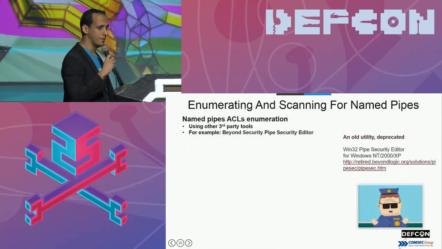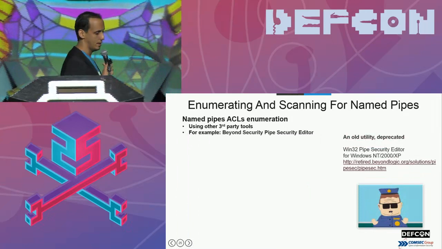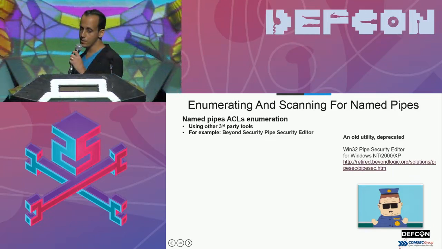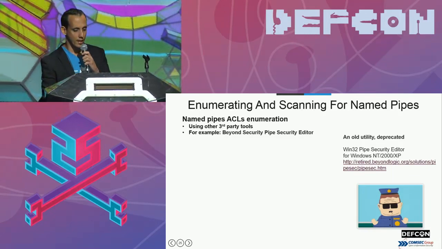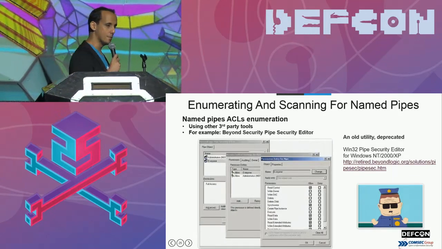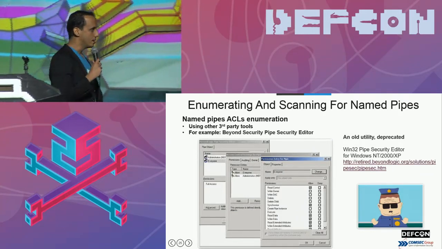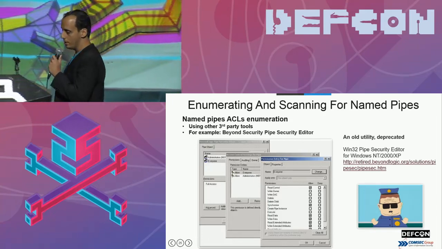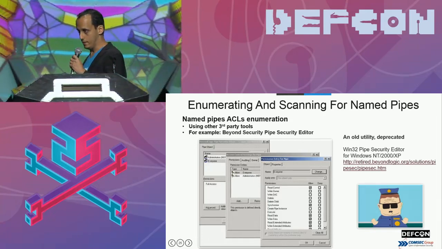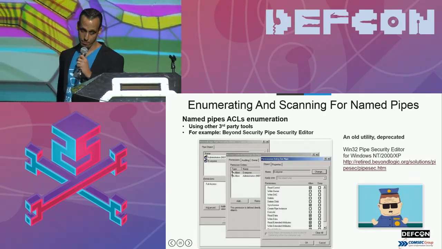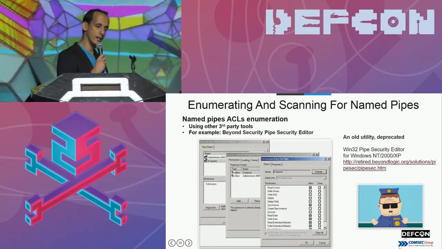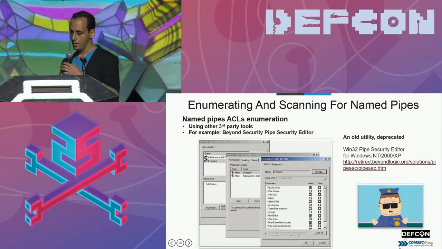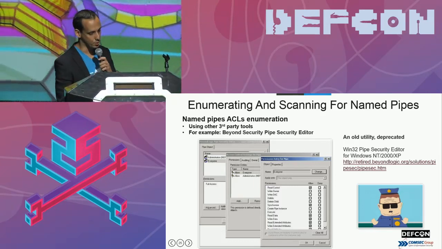There are multiple tools for checking the access control lists of named pipes. This is a deprecated tool. It is called Beyond Security Pipe Security Editor, but unfortunately it is unmaintained and deprecated because it only works on Windows XP or older. But you can see that this tool used to allow you to edit named pipe permissions in real time, just like you do with files. So unfortunately there are no similar tools for newer versions of Windows.